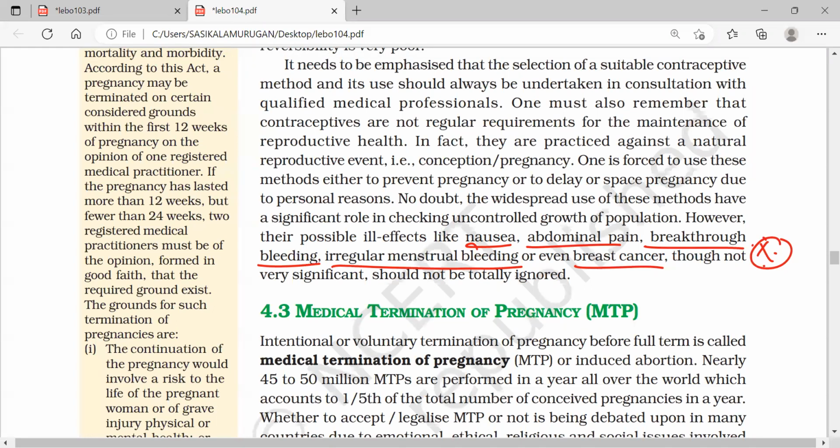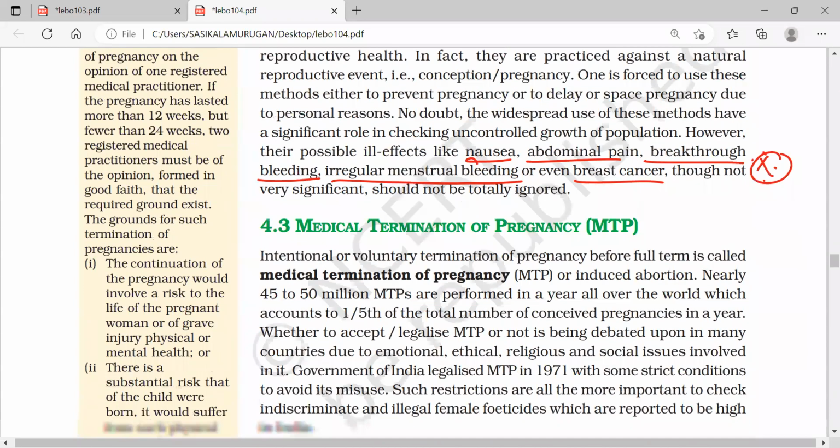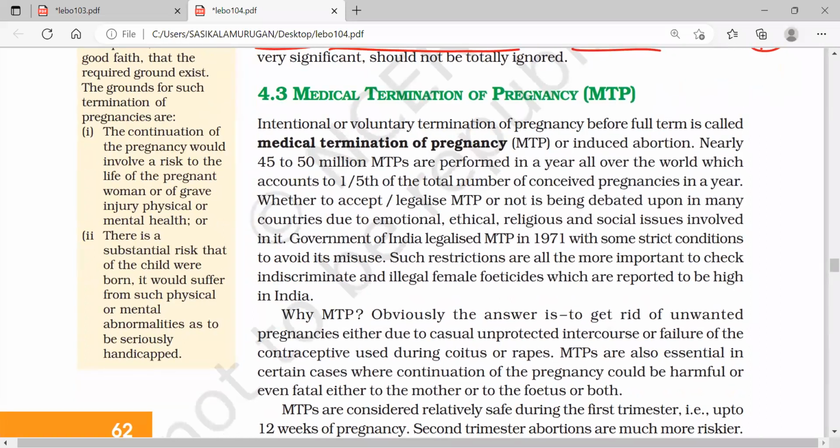Sometimes we can expect a question: which of the following is a side effect? Very rarely, but you have to know this information. Now let's talk about medical termination of pregnancy, that is MTP. Intentional or voluntary termination of pregnancy, which simply you call abortion, right? They have given it here as induced abortion. Those who don't want the pregnancy will terminate it. That is medical termination of pregnancy.